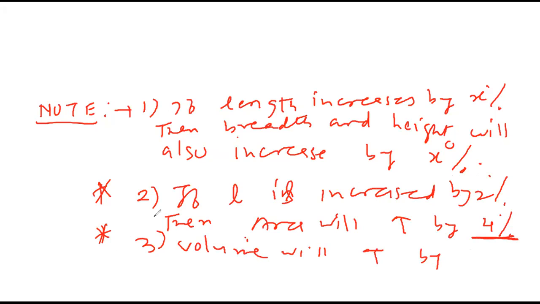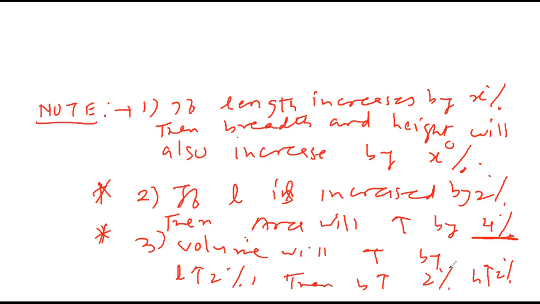6. Length increases by 2%, then breadth will also increase by 2% and height will also increase by 2%. No, it is not multiplied as 2 into 2 into 2.